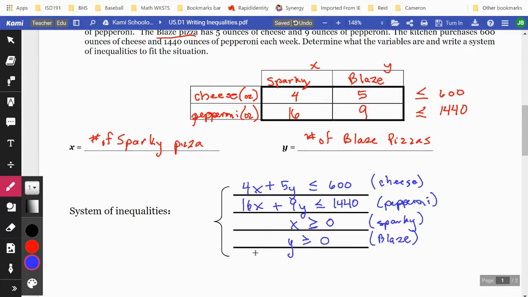What we're going to do in the next lesson is we're actually going to graph these systems of inequalities so that we can get an idea of what are the possible solutions to something like this. So that'll come in a future lesson.